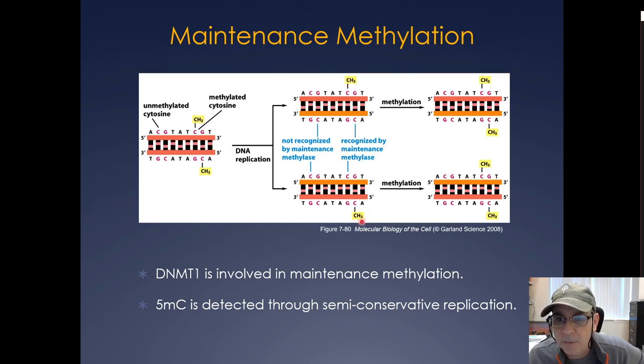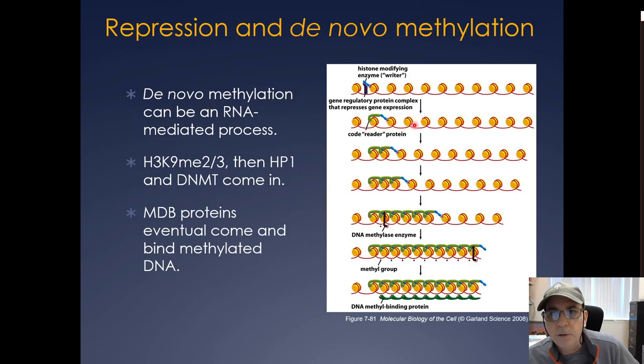And the same thing happens here, where on the template strand you'll have the methylation, and then the methyl mark is put back on the newly synthesized strand. And this all occurs through semi-conservative replication. Now, you can have repression and de novo methylation as well.